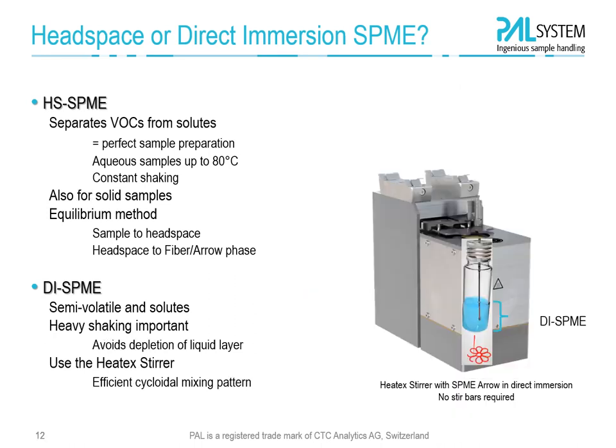The heat exchanger here on the right keeps the top of the vial and also the arrow in position while it's shaking the bottom of the vial in this flower pattern. So this gives an intense turbulence around the arrow phase and maximizes the extraction of these semi-volatiles or solutes from the aqueous media.